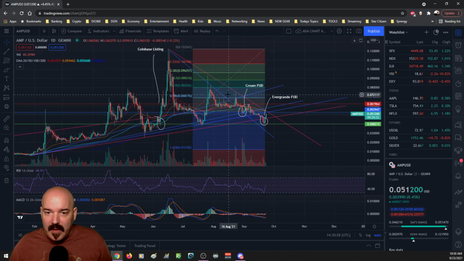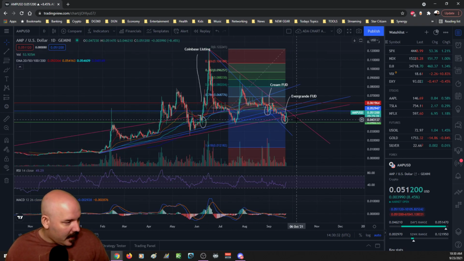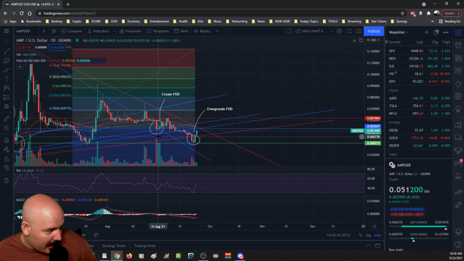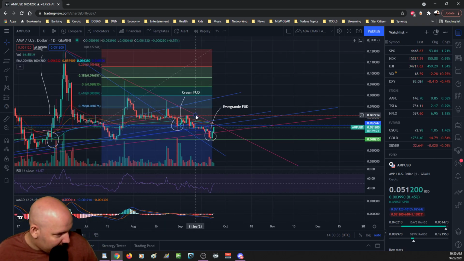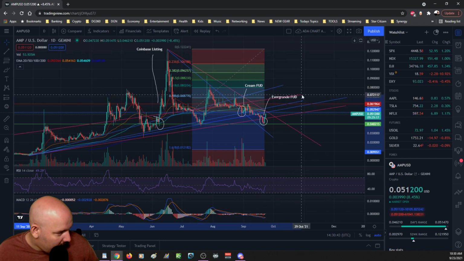And then what I really am looking forward to is it hitting this very important trend line again. Now I'm going to draw it out here because I didn't extend it far enough. Shame on me. Let's see here. We're going to do that. Give me 1 second here.